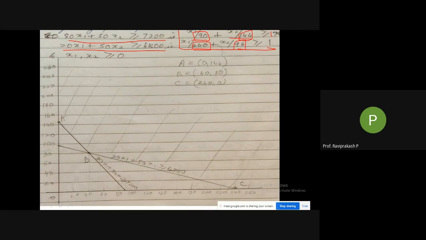Now, for x1 I have 90 and 240, so I have to at least reach from 0 to 240, depending on your scale. Here 240 is the maximum for x1. For x2, the maximum is 144, so I have to at least reach 144. If you have written more than that, it's not an issue.